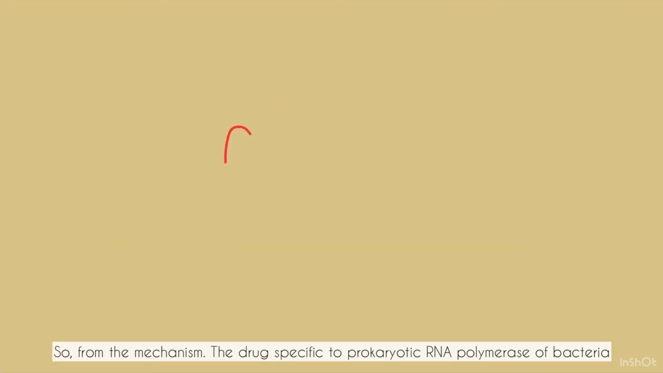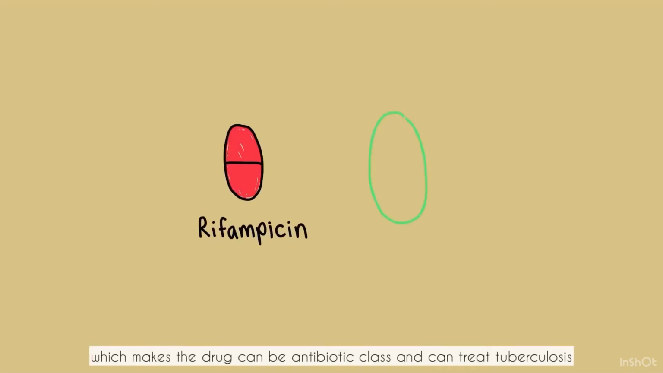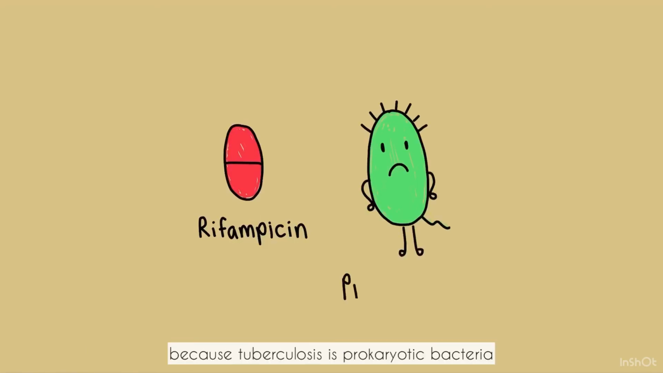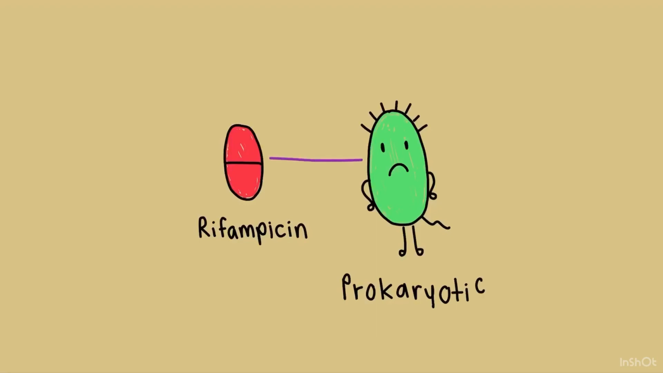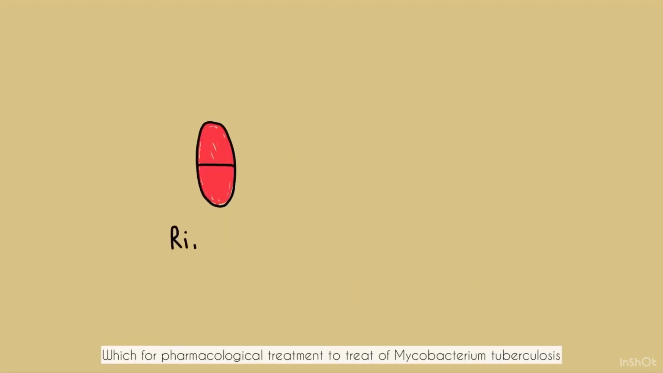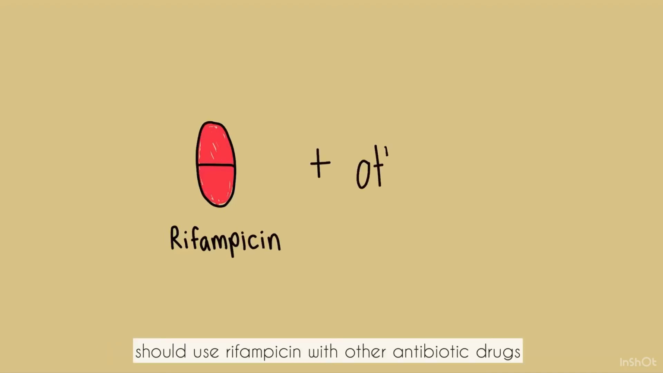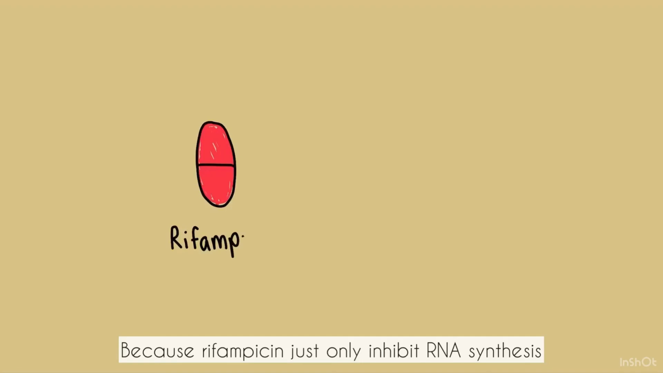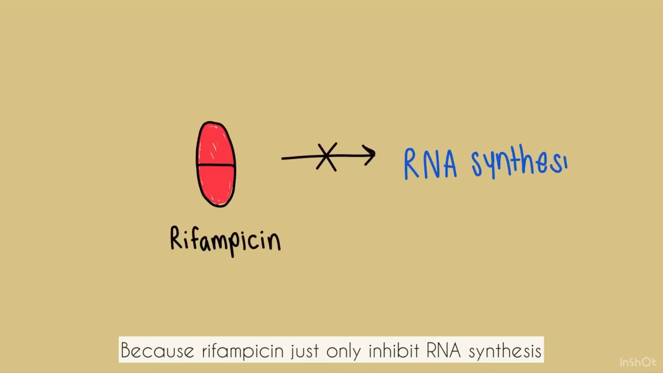So from the mechanism, the drug is specific to prokaryotic RNA polymerase, or bacteria, which makes the drug an antibiotic and able to treat tuberculosis, because tuberculosis is caused by prokaryotic bacteria. For pharmacological treatment of Mycobacterium tuberculosis, rifampicin should be used with other antibiotic drugs, because rifampicin only inhibits RNA synthesis.